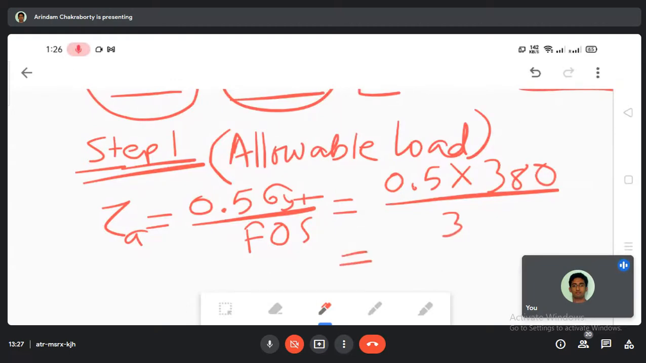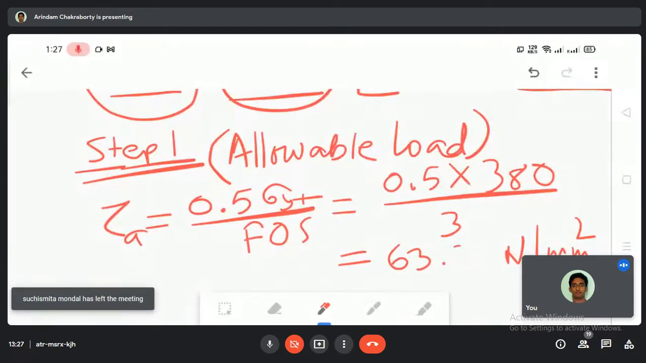Can anyone help me with the figure? What would be the value in Newton per millimeter square? Please, can anyone help me? What would be the value? 63.33.